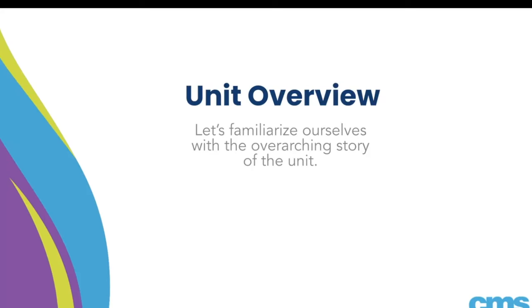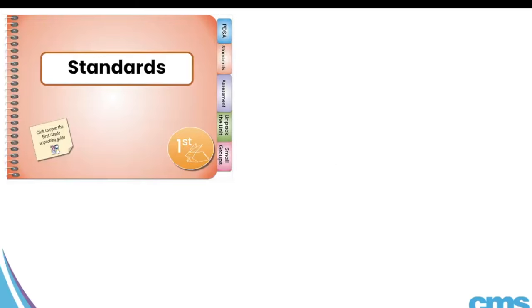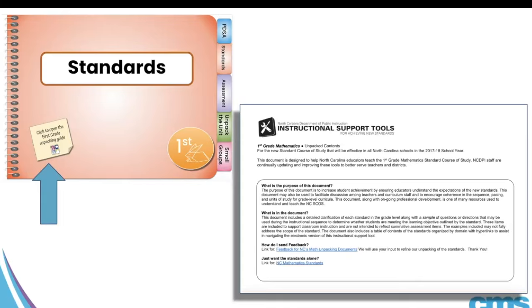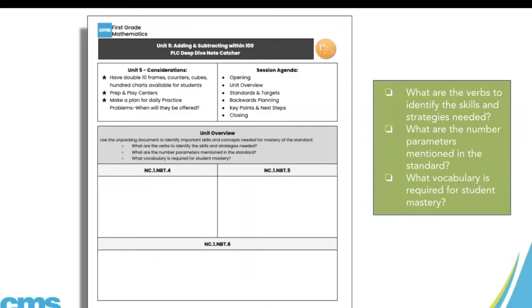Let's familiarize ourselves with the overarching story of the unit. We will begin with diving into a couple of standards. Let's open the unpacking document that comes from NC DPI. The link can be found on slide 4 of your curriculum guide. There is space on your note catcher for you to capture your thoughts and answer questions.